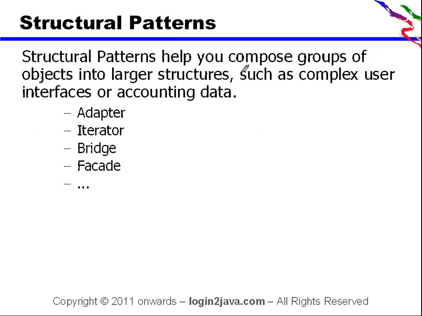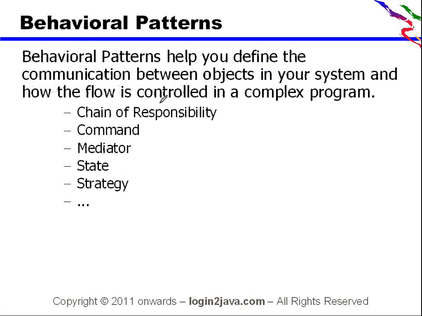Structural patterns. A structural pattern helps you compose groups of objects into large structures, such as complex user interfaces or accounting data. Adapter, iterator, bridge, facade are some of the structural patterns. Behavioral patterns. Behavioral patterns help you define the communication between objects in your system and how the flow is controlled in a complex program. Chain of responsibility, command, mediator, state, strategy pattern, and a few more.